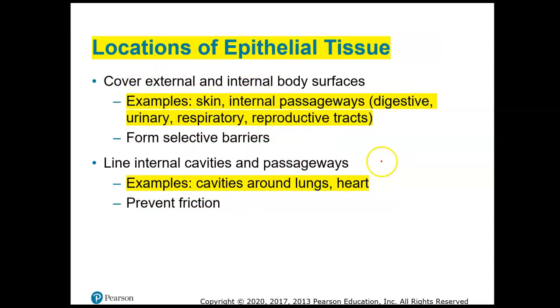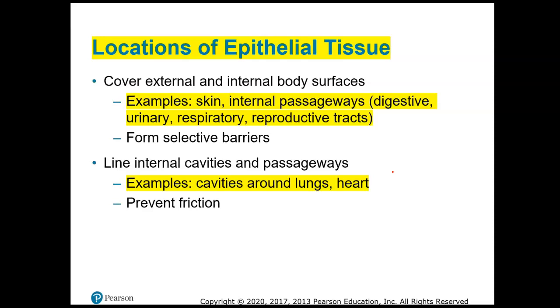Locations of epithelial tissue. So we're going to learn some different examples of specific types of epithelial tissue. What I want you to do is I want you to know two things. I want you to know some examples of where we could find this type of tissue. And also I would like for you to know the structure of it. So I want you to know the type of cells and whether or not there are layers of cells or a single layer of cells.